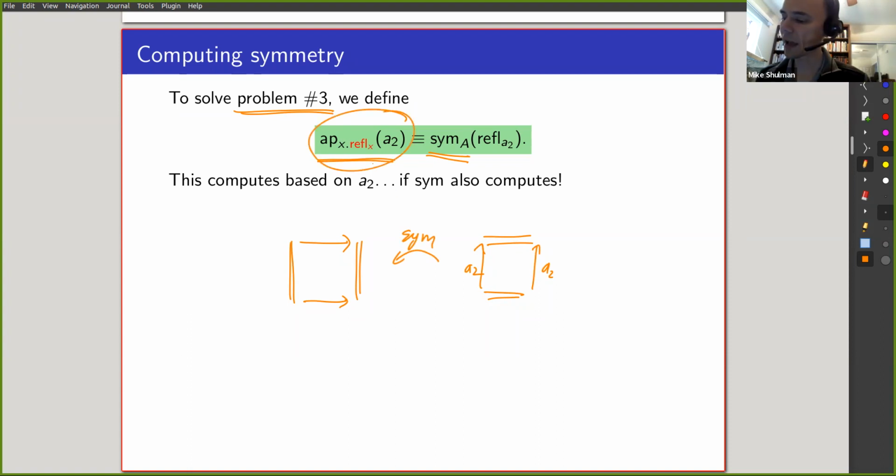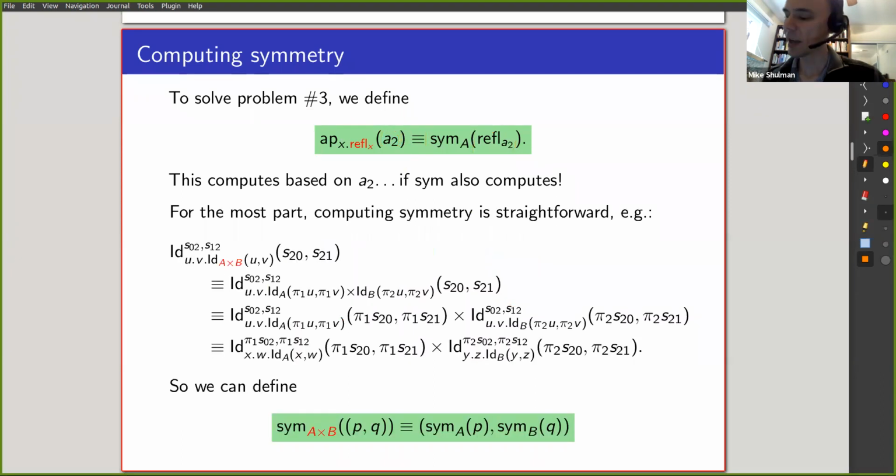The nice thing about doing this is that it has taken A2, the potentially non-trivial term in here, and moved it from the argument of app down into the subscript of refl. Now refl computes on its subscript, and so the computation can proceed, as long as the symmetry piece can also compute on the result of refl. So we have to give rules for computing symmetry, and for the most part, this is fairly straightforward.